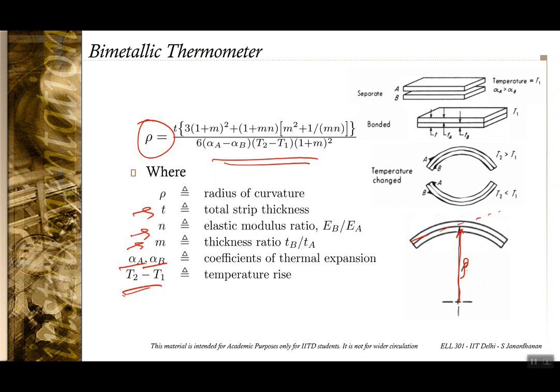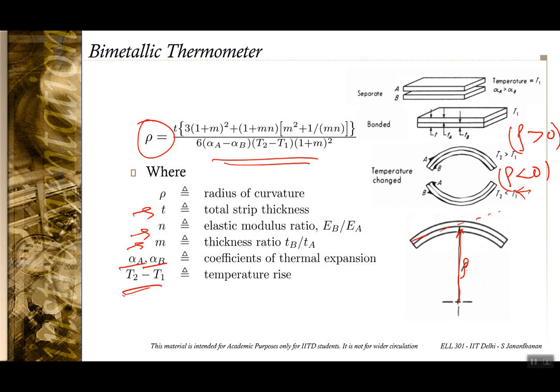And note that it's not necessary that T2 is greater than T1. So for example, if T2 is greater than T1, and if you assume that material A expands more than material B, then you would have a shape that comes like this. And when T2 is less than T1, conversely, you would have material A contracting more than material B. So you would effectively have rho being negative in this case, and here rho is positive.